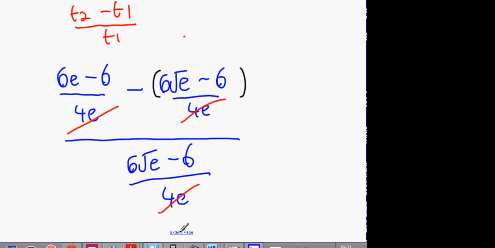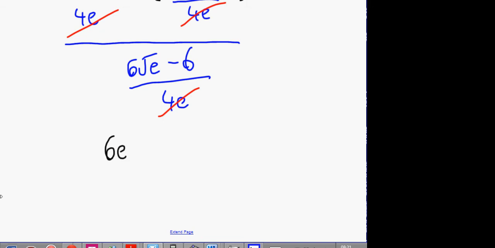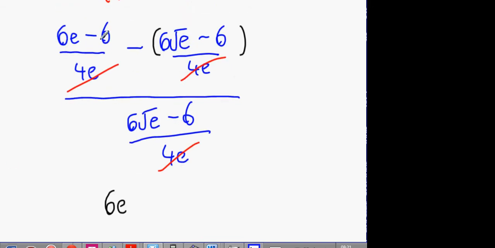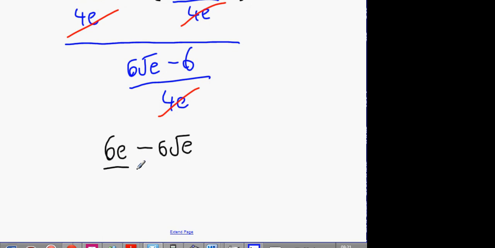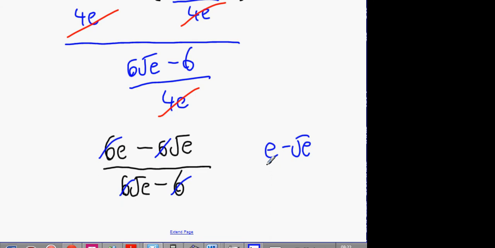Okay, so on top what I'm going to have is this. I'm going to have 6e. The 6's are going to cancel because that's going to end up to be a plus 6 when I multiply in. So you're going to have 6e minus 6 root e all over 6 root e minus 6. Now looking at this, the 6's can cancel, and we're going to be left with (e minus root e) all over (root e minus 1).